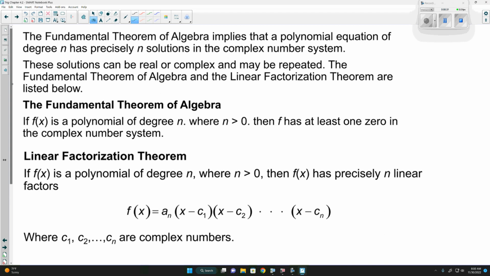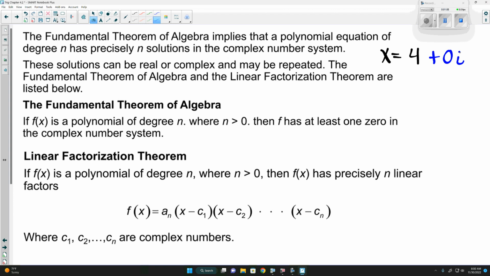The fundamental theorem of algebra implies that a polynomial equation of degree n has precisely n solutions in the complex plane. We have at least one. If it's a polynomial function, we have at least one solution in the complex plane, no matter what the polynomial function is. So really, what that means is even if we had a linear function which gave us a solution of x equals 4, it still has a solution in the complex plane. It's just 4 plus 0i.